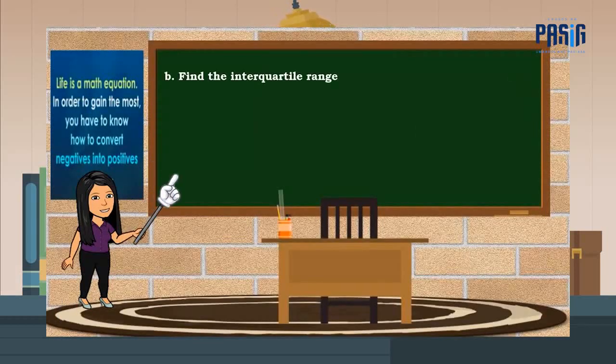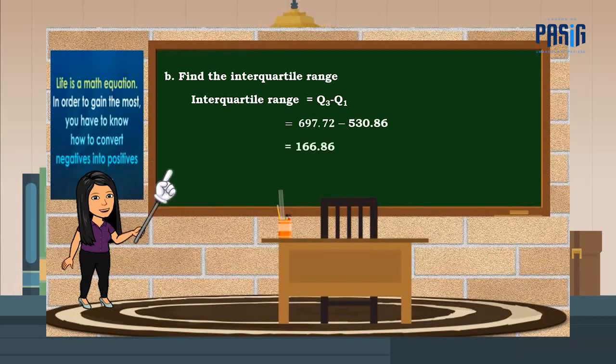Let us now find the interquartile range. Interquartile range is the difference between Q sub 3 and Q sub 1. So we have 166.86.